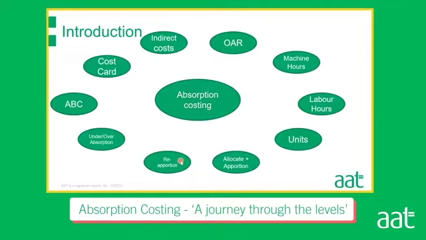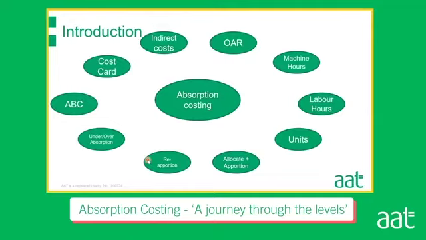But we've also got service cost centers. They're there to support production. So we will need to reapportion some costs that we've allocated and apportioned from the service centers to production. Once we've got everything in those production cost centers, we can then calculate our overhead absorption rate.